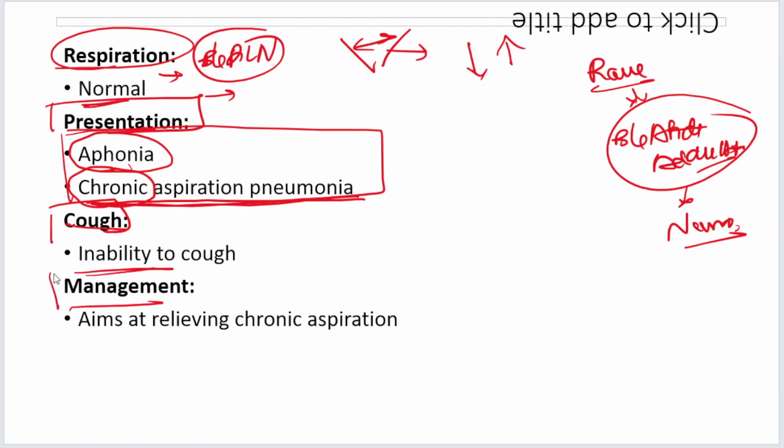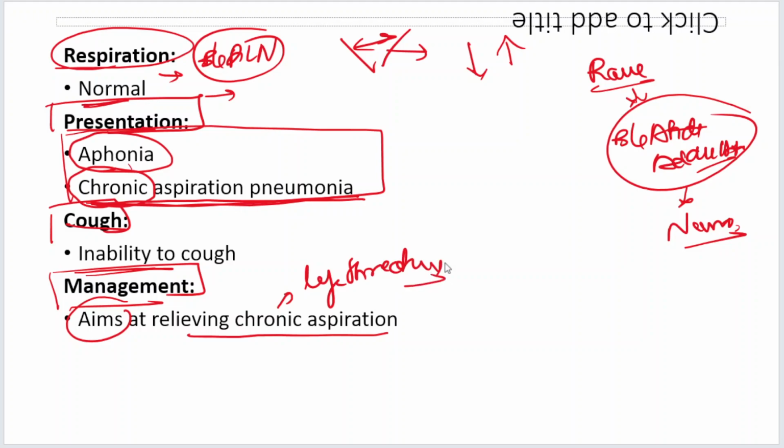What is the management aiming at? It aims at relieving chronic aspiration. This is life-threatening for the patient. It is not like he is going to have aspiration and be fine. No, the patient is going to have pneumonia, bronchopneumonia, and that itself will cause fever, shortness of breath and such kinds of features. So this is what we are trying to solve, so that the patient can have a life at least.